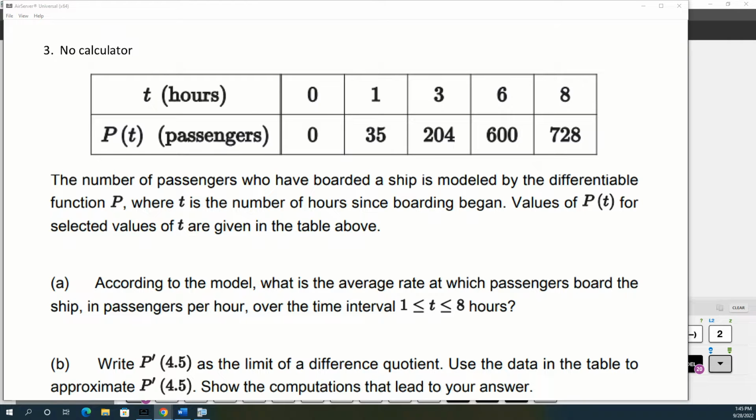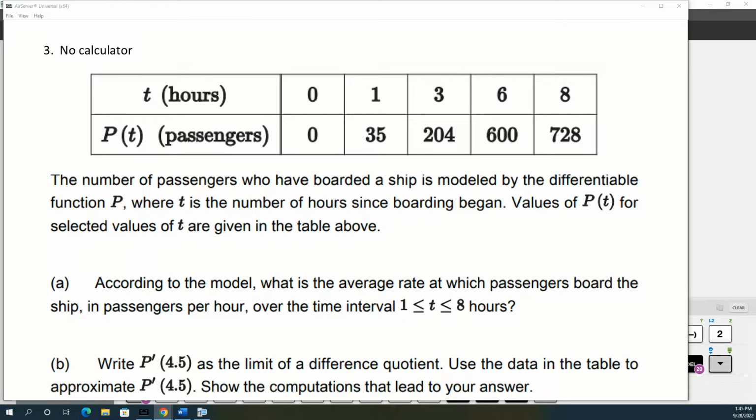So this third FRQ on your review is about passengers on a train. So the number of passengers who boarded, a ship, not a train, is modeled by a differentiable function p, where t is the number of hours since boarding began. Values of p and t for selected values of t are given in the table. All right, and then this is a no calculator question.